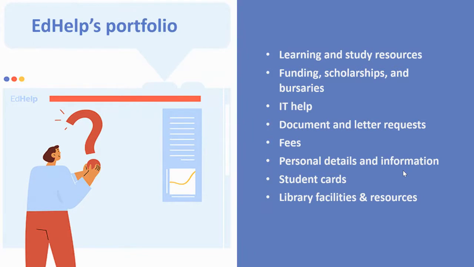So it can support you with help and information, and for example, learning and study resources here means items like finding books, ebooks, journals, or even borrowing audio and visual equipment. And I'm just going to cover a couple of these. So funding, scholarships and bursaries, so that's support if you're in any financial difficulty. IT help is any IT support, and then document and letter requests is for downloading important documents, such as your certificate of matriculation or your council tax and bank letters.